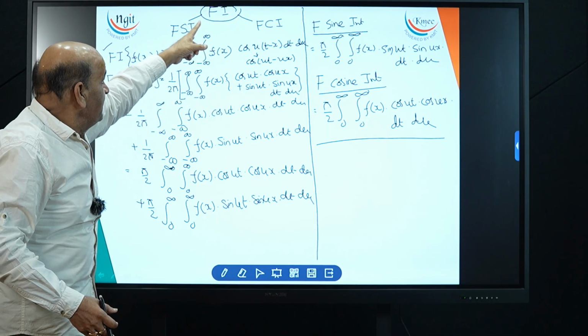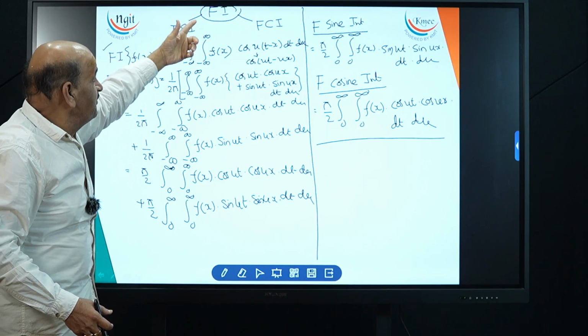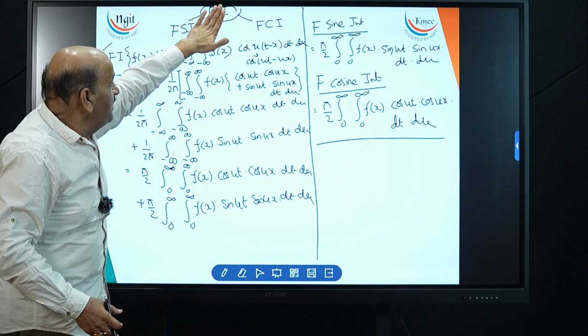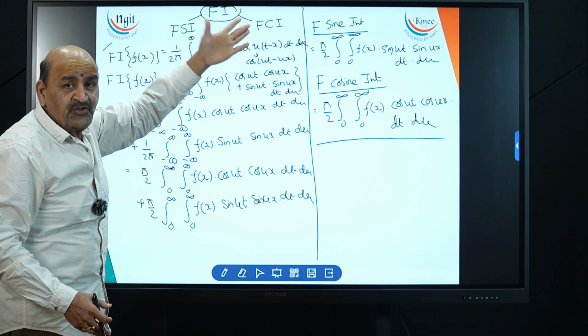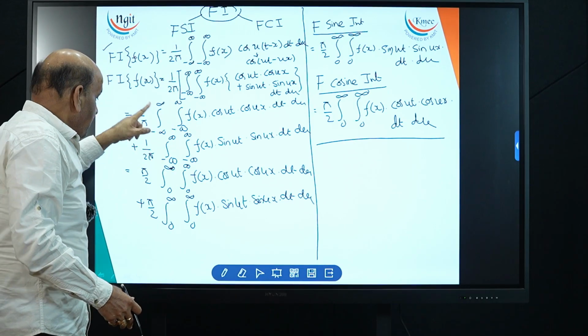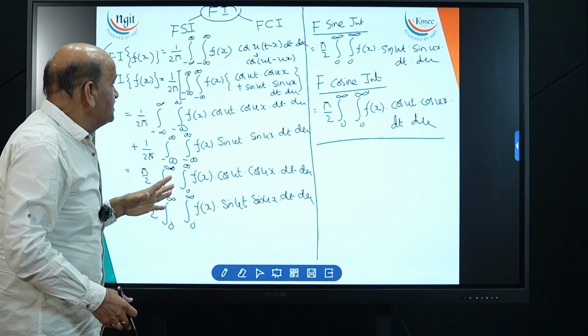These two can be represented as a binary tree structure. The root node is the Fourier integral, left is the Fourier sine integral, right is the Fourier cosine integral. So these two are important concepts of Fourier integral.